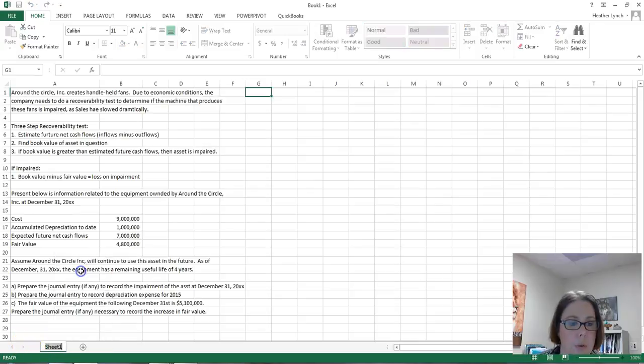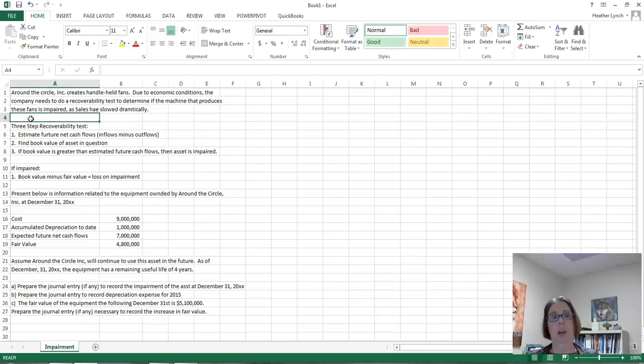Hi everybody, so this discussion is on impairment of assets. So I have this situation. Around the Circle Incorporated creates handheld fans, and due to economic conditions, the company needs to do a recoverability test to determine if the machine that produces these fans is impaired because their sales have dramatically slowed down. So there is a three-step process to determine if an asset is impaired.